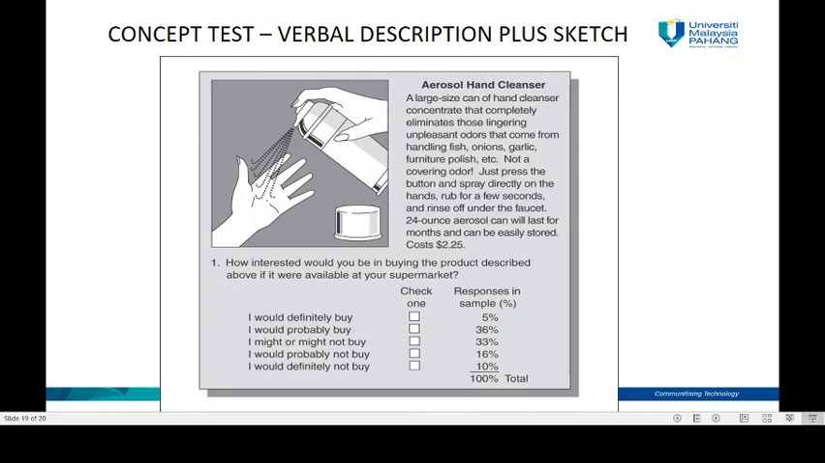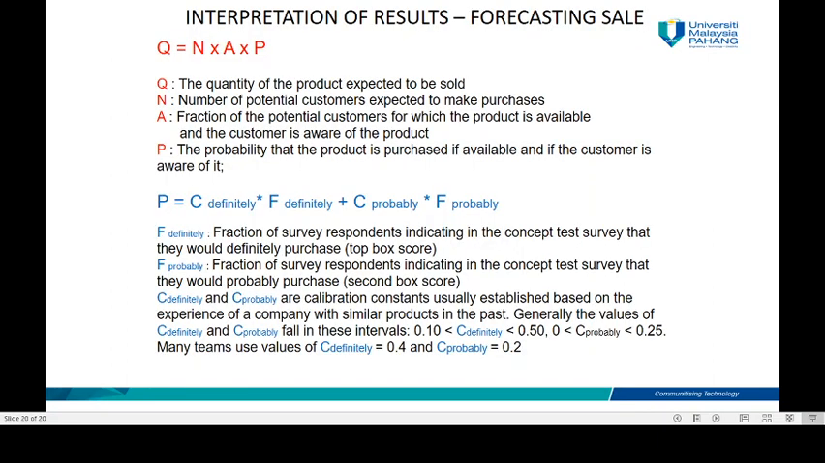Here there's a survey where the last two are very important: I would probably not buy, or I would definitely not buy. These last two boxes can be used for the coming calculation. This is what I mentioned just now. This is a sales forecast where you would know how much sales can be forecasted.